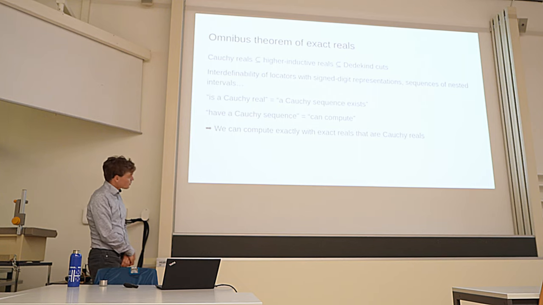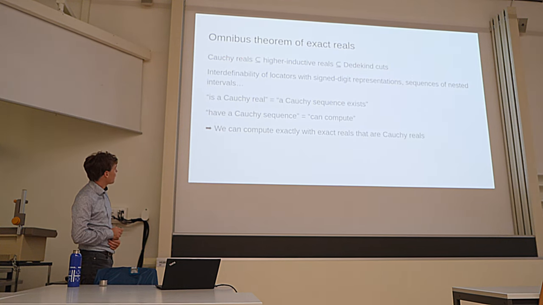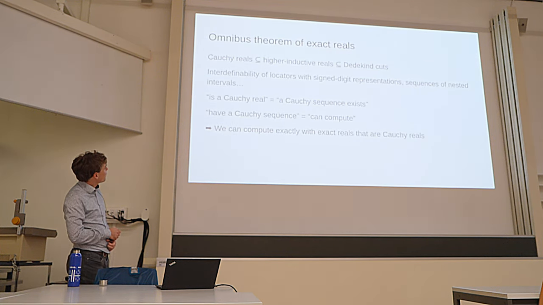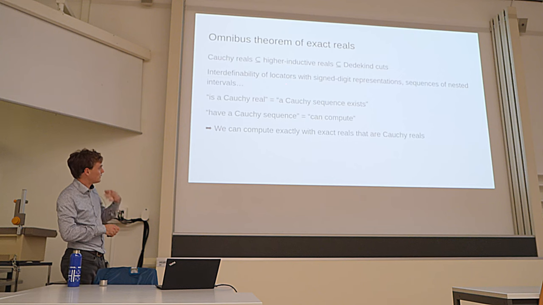Previously I already had this picture of different definitions of real numbers. I showed on the screen, though I didn't discuss it, that there are three well-known, or somewhat known, definitions of real numbers, and there are known inclusions between them. I guess I didn't mention it literally, but for these locators, we can get signed digit representations. We can get sequences of rational intervals for them. So this is very much a computational object, and this is very much what proves them to be exact reals that we can compute with.